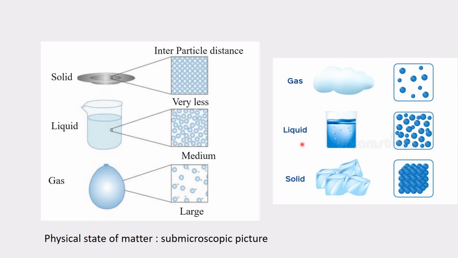So, understood the different types: solid, liquid and gas. In solid, the intermolecular space is very small and they have a definite shape. In liquid, they do not have definite shape but have definite volume, because here the intermolecular force is moderate. And in the gaseous state, they are far away from each other, so they can move freely.